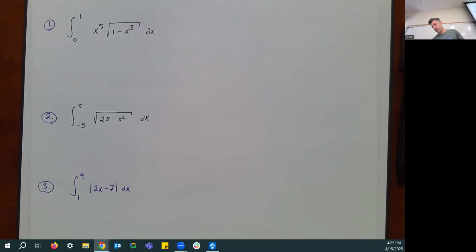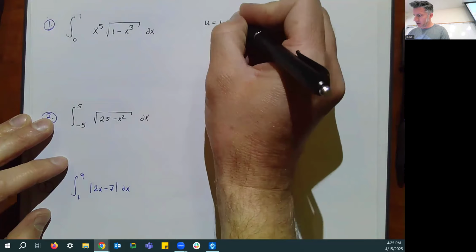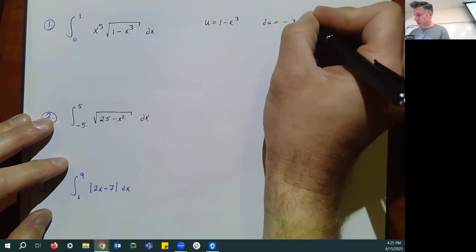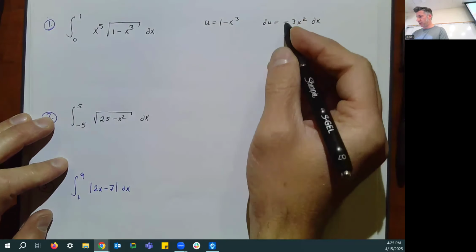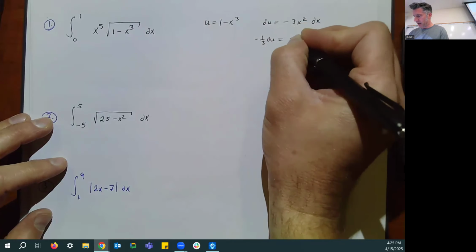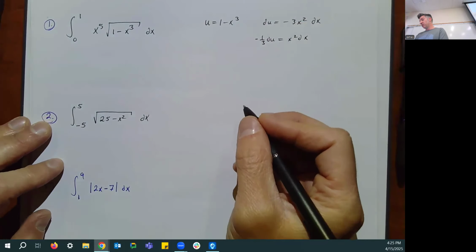All right, let's take a look. So this first one is a u sub with a back sub, and it's definite. So our u is going to be 1 minus x cubed. Our du is going to be negative 3x squared dx. We're going to pull the negative 3 over to the other side, so negative 1/3 times du is equal to x squared times dx.